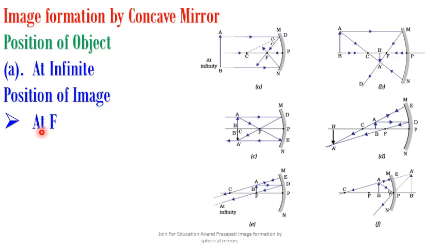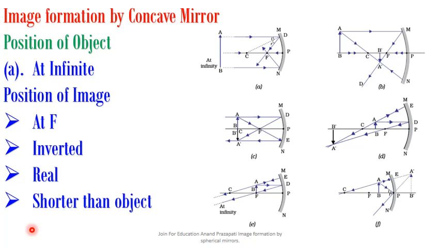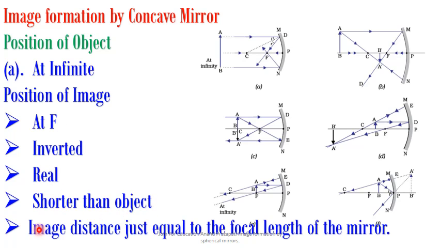Position of the image will be at F. Nature of the image will be inverted and real, and size of the image will be shorter than the object, and the image distance will be just equal to the focal length of the concave mirror.